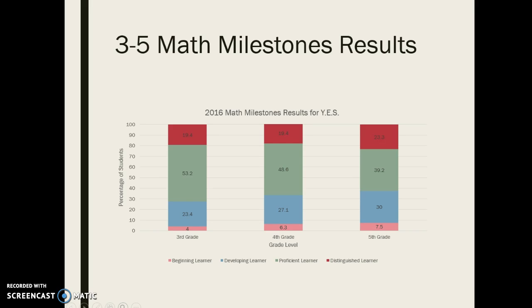Looking at 3rd through 5th grade math milestone results, again the same basic facts hold true. The majority of students in every grade level, 3rd, 4th, and 5th grade, fell within the proficient and developing learner categories. The highest group of students fell in the proficient category, then developing learner, then distinguished, and the smallest group of students fell within that beginning learner range.